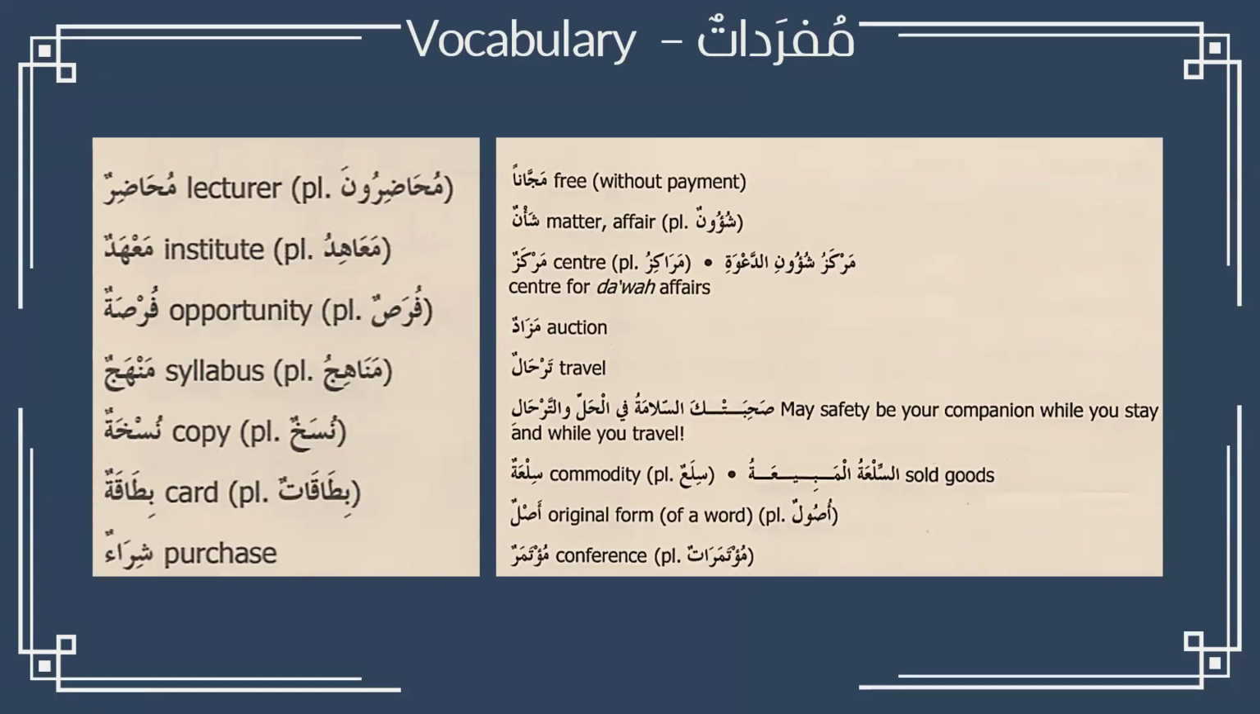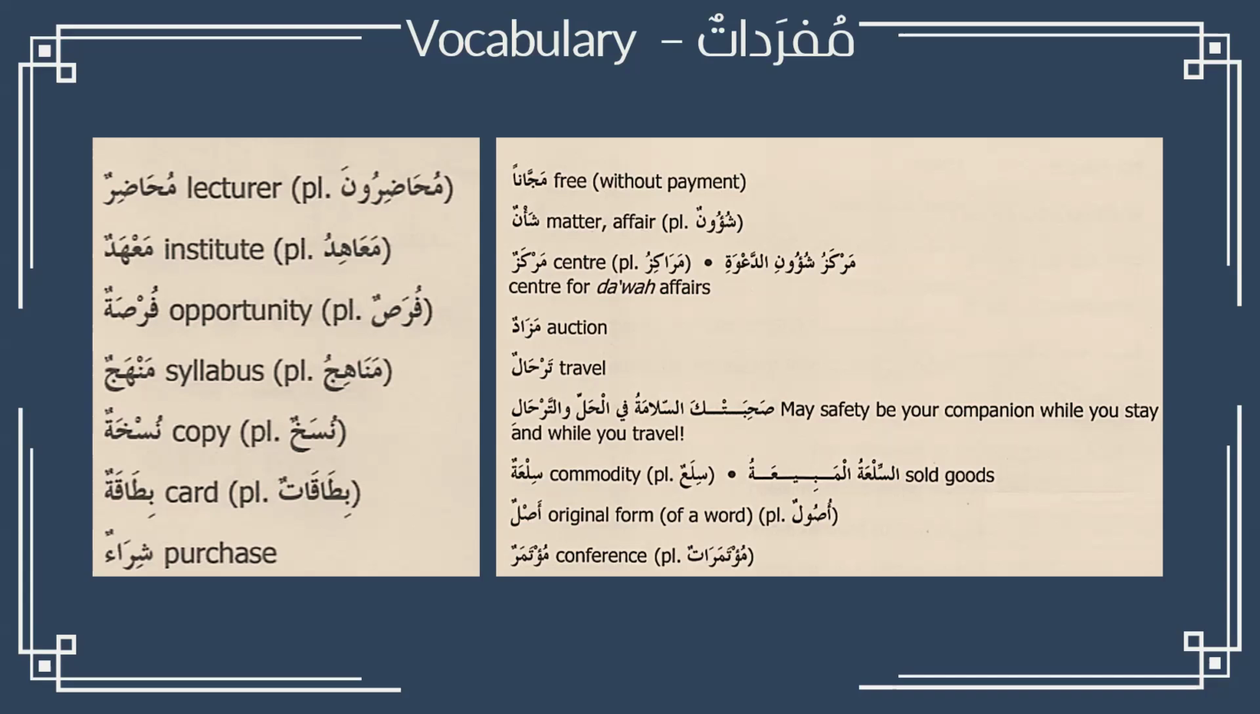Fursatun is opportunity, and furasun is the plural for that, and I'll explain later on afterwards why some of those words don't actually make a little bit of sense in terms of the plurals. That is actually part of the lesson today. Manhajun is syllabus, and manahij is the plural of that. Nuskhatun is copy, and nusakhun is the plural of that.